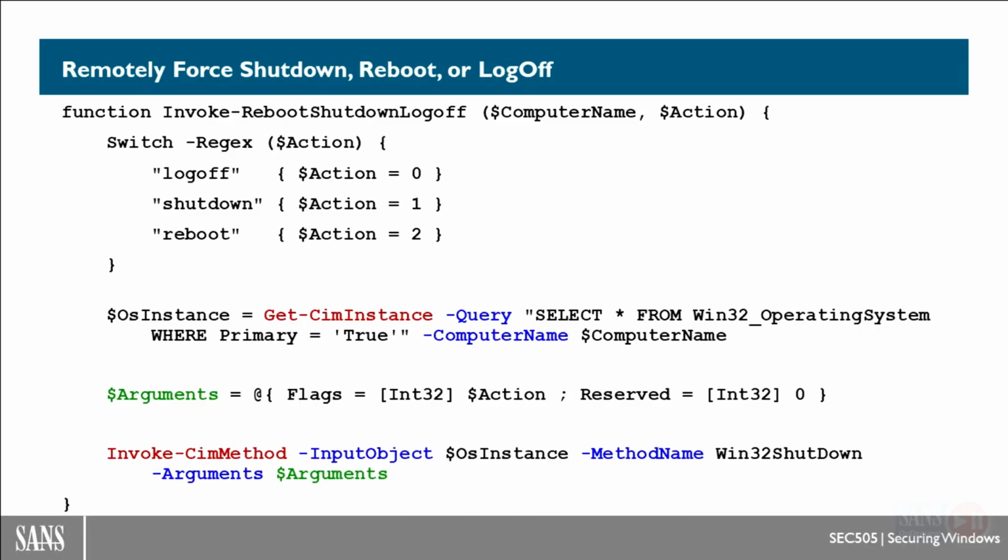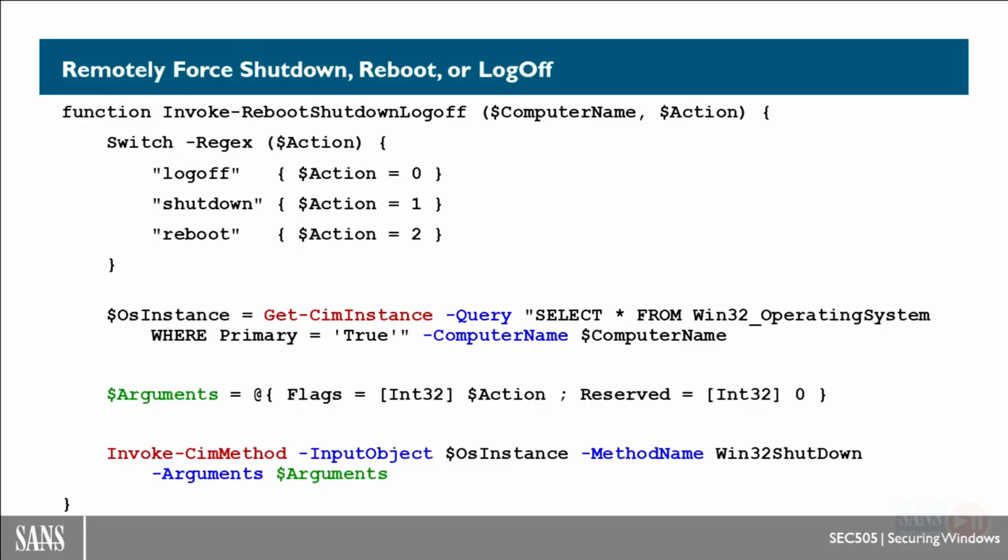Here's another example of using WMI. The function is Invoke-Reboot-Shutdown-Logoff. So the name of the function gives a hint about what it's for. You give the name of the remote machine and the name of the action that you want performed. We saw a couple of days ago the switch flow control keyword.